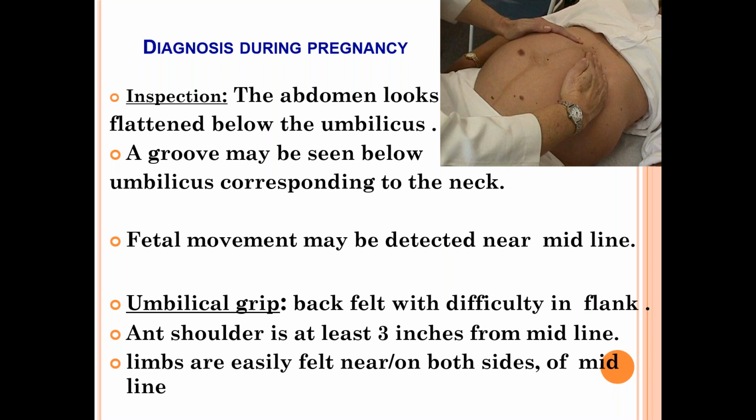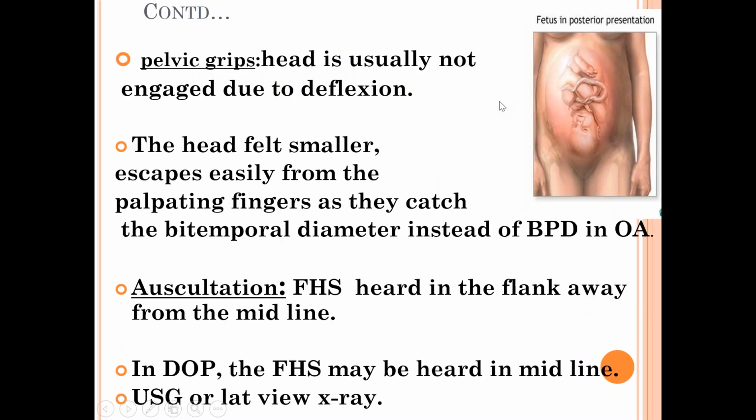Fetal movements may be detected near the midline. In the umbilical grip, the back is felt anteriorly with difficulty in the flank, and the anterior shoulder is at least 3 inches from the midline. Limbs are easily felt near or on both sides of the midline. So in the occipito-posterior position, the limbs are near the midline, and on inspection we can see flattening below the umbilicus.